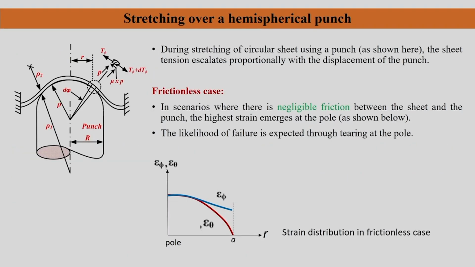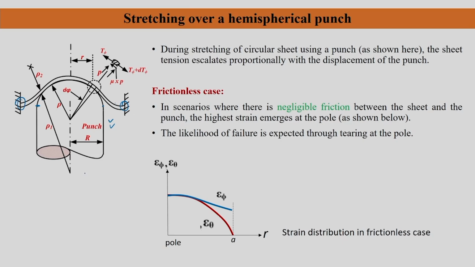Now with this simple analysis, let us go to stretching over a hemispherical punch. Fluid pressure based deformation is done; now let us say the same material is stretched over a hemispherical punch, like what we have seen in the limiting dome height test, which you discussed in the formability chapter. A similar situation is shown here. You can see that the sheet is held in this particular location, and there is a hemispherical punch. The punch has a hemispherical end at this location, and all the values are given here.